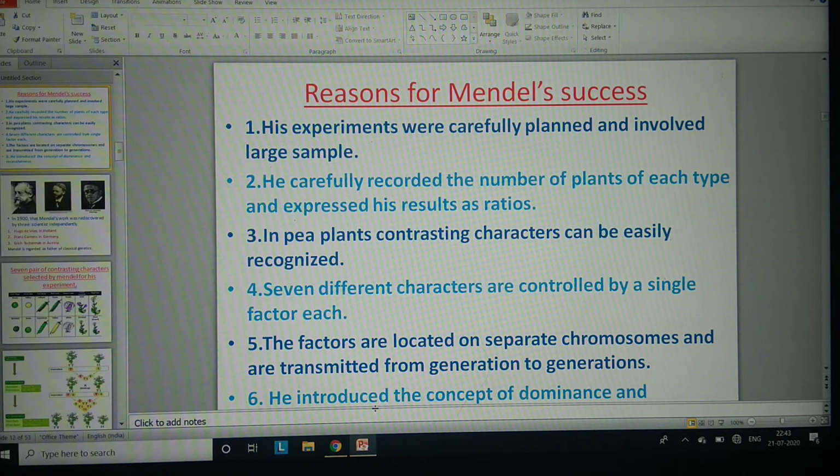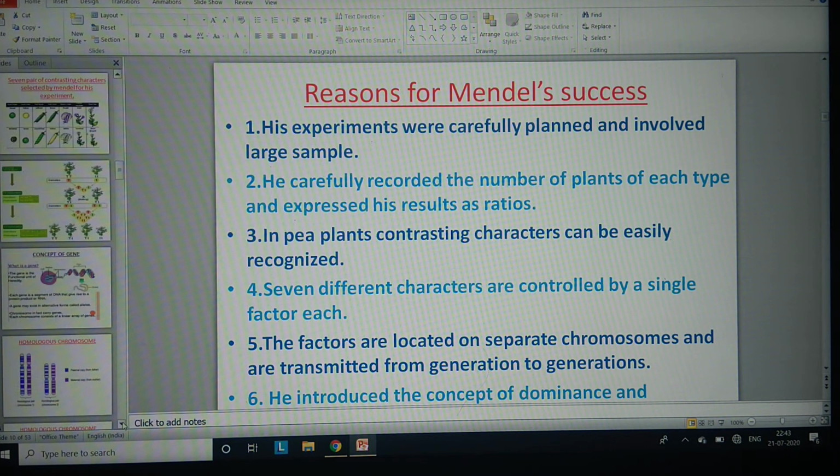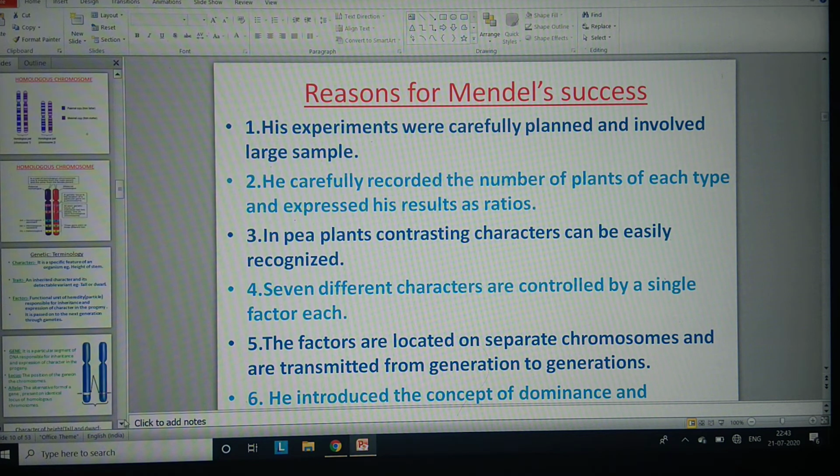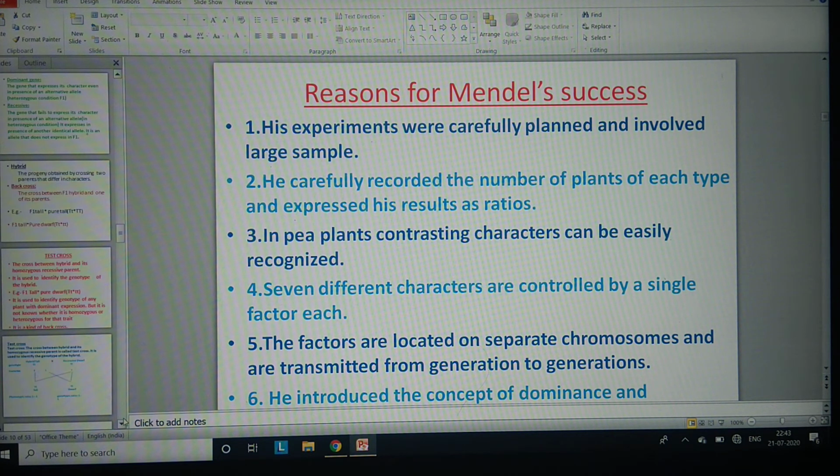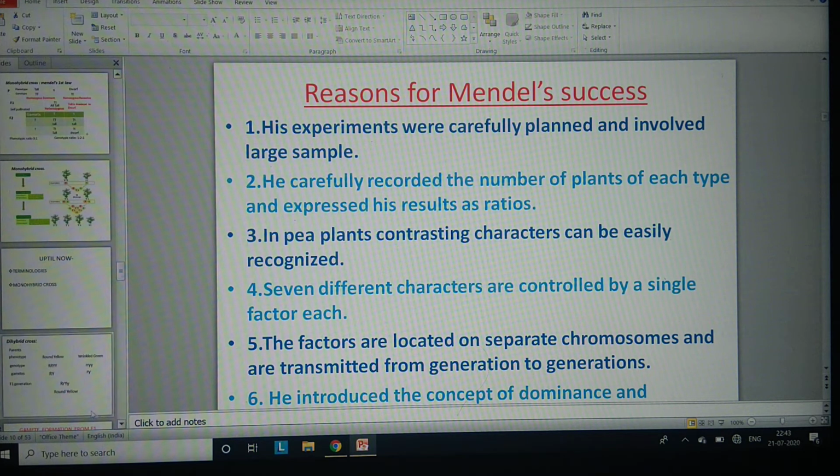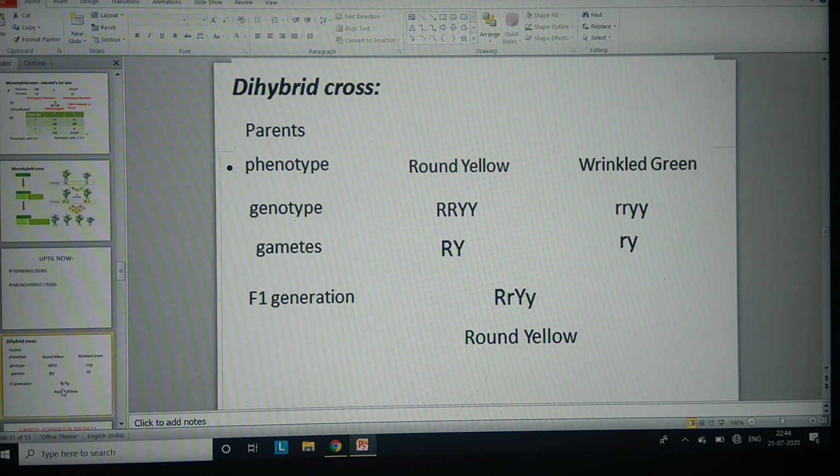So dihybrid, meaning of word: di for 2, hybrid for the mixing of characters. So we are going to study about dihybrid cross. What is that? So now dihybrid cross is there in front of you. What is the definition? We will see first. A cross between parents differing in 2 heritable traits is called as dihybrid cross. For example, cross of pure tall and rounded seed plant with dwarf wrinkled seed plant.